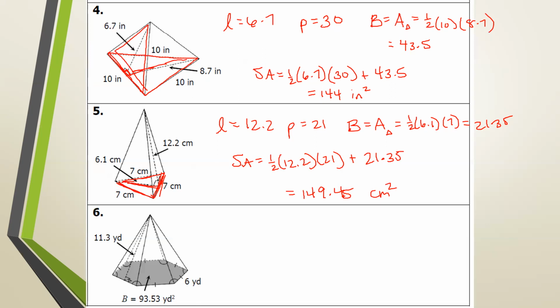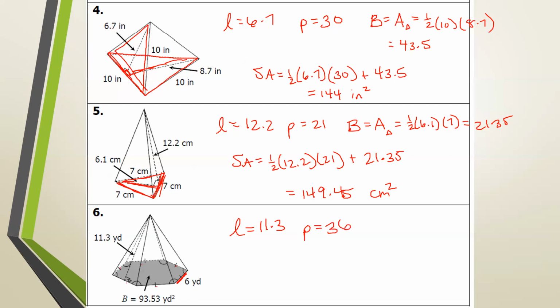Okay, let's look at number 6. What's the slant height in number 6? It's 11.3. What's the perimeter? Well, the base here is a hexagon, and each side is 6. I know that each side is congruent, so 6 times 6 is 36.